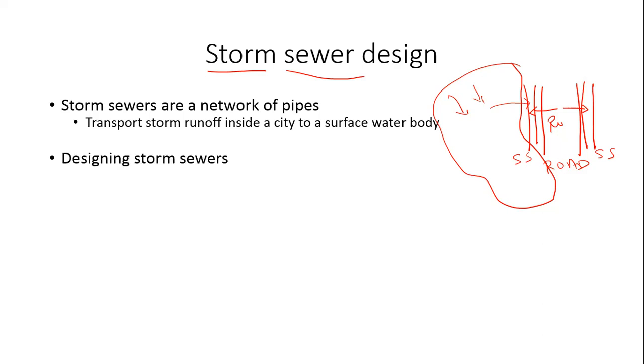So for that, you need to know the peak runoff rate. You're not interested in anything lower than the peak. If your storm sewer system can handle the peak runoff rate, then it can handle everything less than that, right? So our objective is to design the storm sewer such that it can handle the peak runoff rate. Okay, so this peak runoff rate is the important parameter over here.